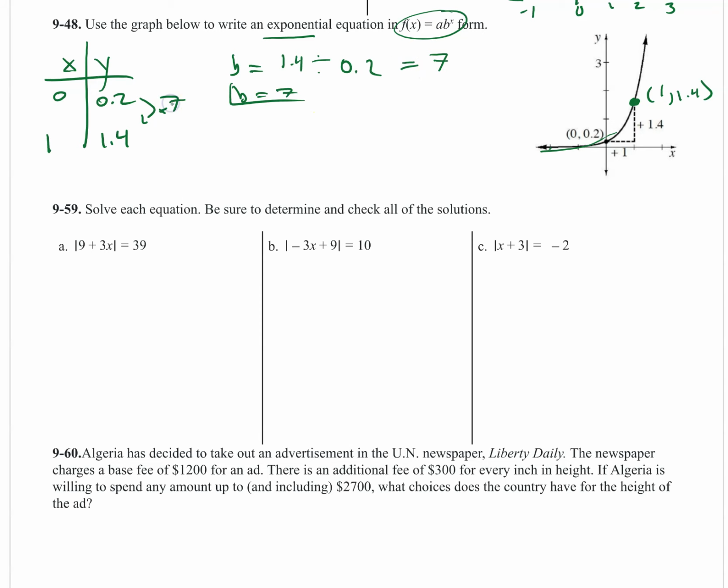Think about it like this. 0.2 times 7 is 1.4, so I know I'm on the right track. y equals a times b raised to the power x. So y equals something times 7 raised to the power x. I'll let you fill in that something. What's the starting value? Goes in for a.